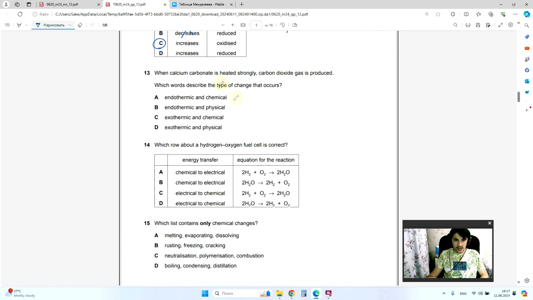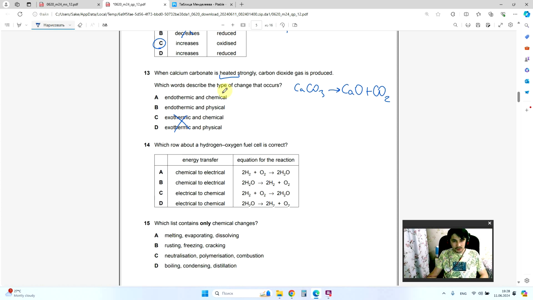Okay, next: when calcium carbonate is heated strongly, carbon dioxide gas is produced. Which words describe the type of change that occurs? Okay, calcium carbonate heated. So it's thermal decomposition of calcium carbonate, which gives us two products, calcium oxide and carbon dioxide. Heated means heat is absorbed, and this is an endothermic reaction. So you can cancel out options C and D.